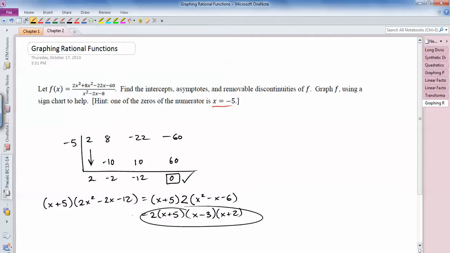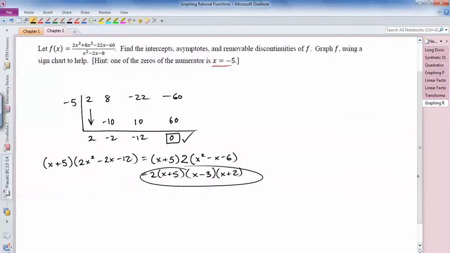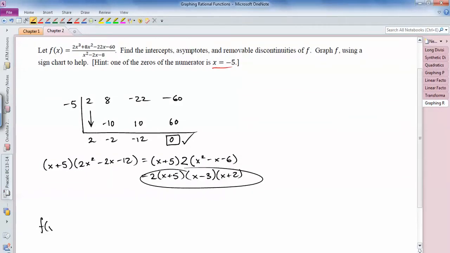The denominator also factors. So if I go straight to this, f of x equals the numerator, which is the same thing we just wrote, and the denominator, if you factor that, turns into x minus 4, x plus 2. So this is the factored form. We also have the original form up here. Depending on what we're looking for, they're both useful.